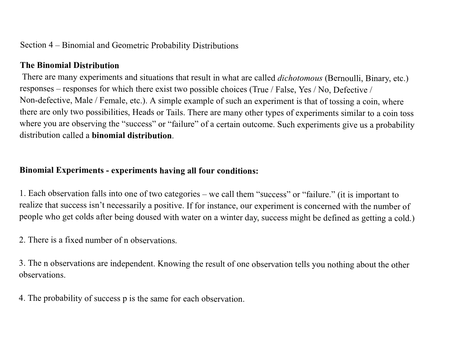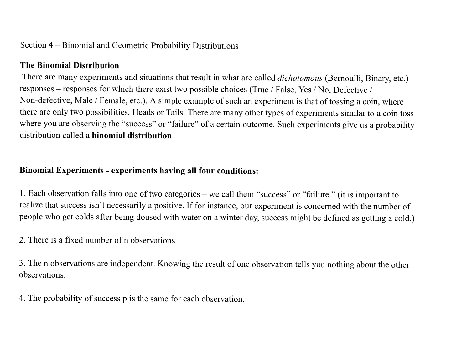A very simple example of this is tossing a coin, where there are only two possible outcomes, heads or tails. There are many other types of experiments similar to a coin toss where you're observing the success or failure of a certain outcome. And such experiments give us a probability distribution that is more specifically called a binomial distribution.